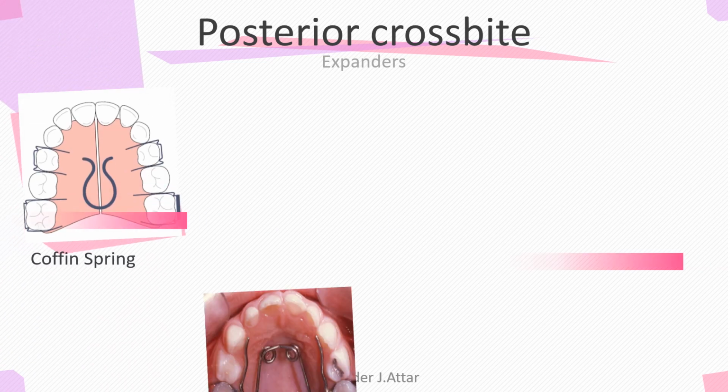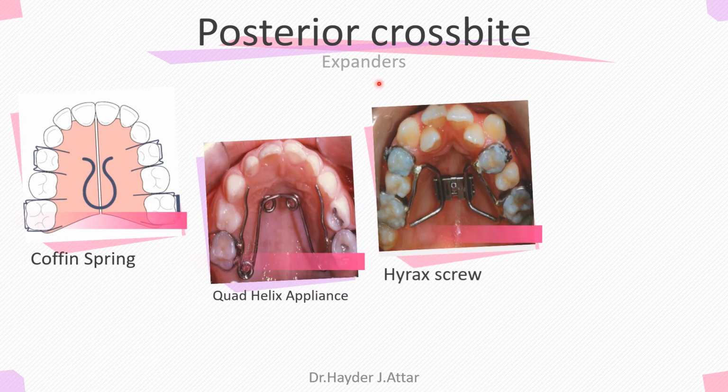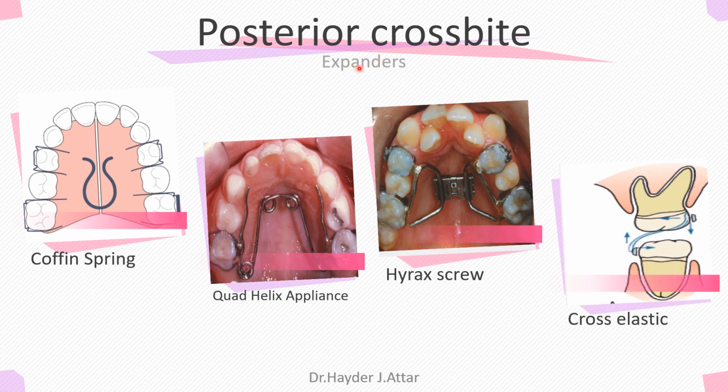The posterior crossbite is corrected by the use of expanders. The expanders used in the correction of crossbite are mostly classified either into slow expanders or rapid expanders. The difference between the slow expanders and the rapid expanders is the age of the patient. When the patient is younger in age or pre-adolescent, we prefer to use a slow expander such as a coffin spring.